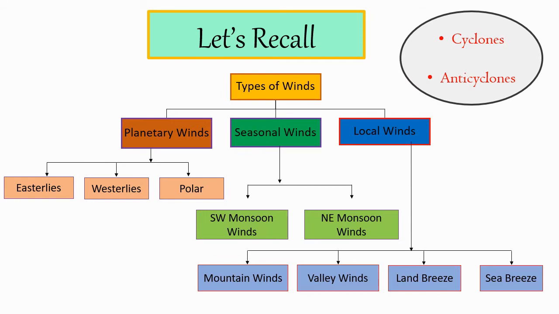The winds that blow for a short duration of time, originate in specific regions and blow over a limited area are called local winds. There are four types of local winds: mountain breeze, valley breeze, land breeze, and sea breeze.